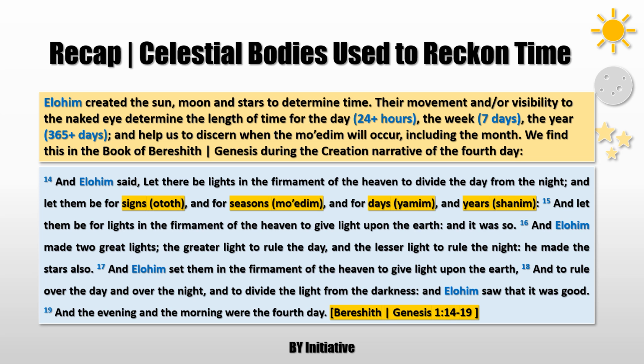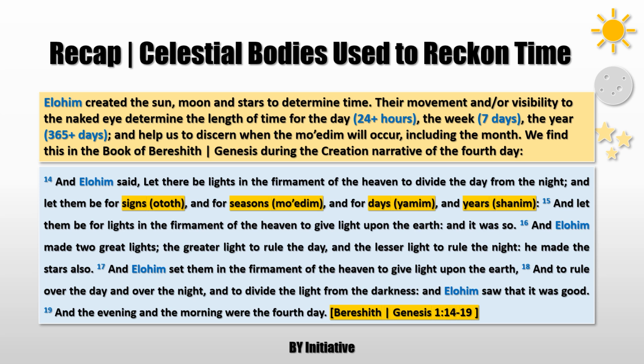We find this in the book of Bereshit, or Genesis, during the creation narrative of the fourth day. And this reference is taken from Bereshit, or Genesis chapter 1, verses 14 through 19. And Elohim said, "Let there be lights in the firmament of the heaven to divide the day from the night, and let them be for signs, ototh, and for seasons, moedim, and for days, yamim, and years, shanim, and let them be for lights in the firmament of the heaven to give light upon the earth."